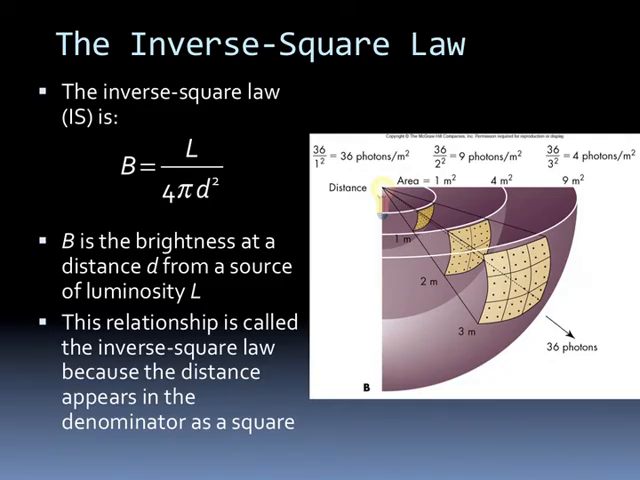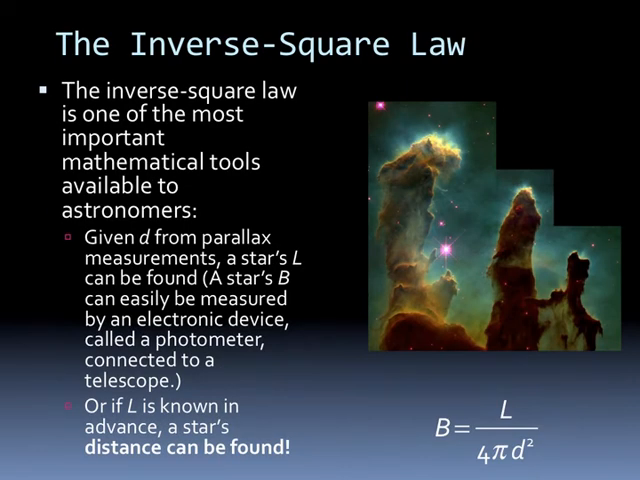The inverse square law then becomes: the brightness of an object is its luminosity divided by 4 pi d squared, where d is the distance away from the object. This relationship is called the inverse square law because the distance appears in the denominator as a square. The inverse square law is one of the most important mathematical tools available to astronomers.